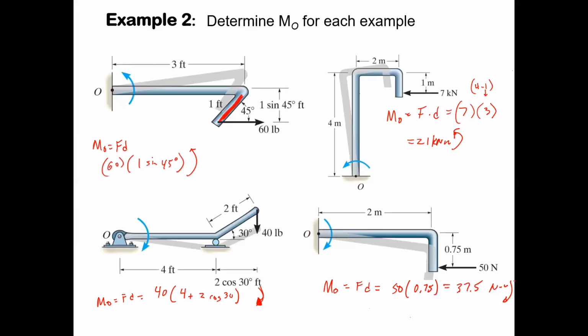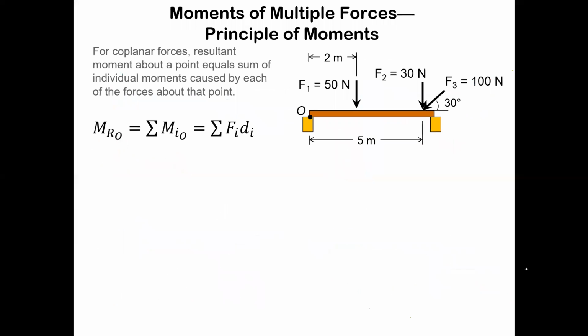Meters, right? So pretty easy, just find the distance, find the force. But of course, these are actually easy problems because the forces are all oriented horizontally or vertically. When the forces are not at a horizontal or vertical angle, then it gets a little tricky to find those moment arms. So we're going to use a tool that's going to make it easier for us to do that.